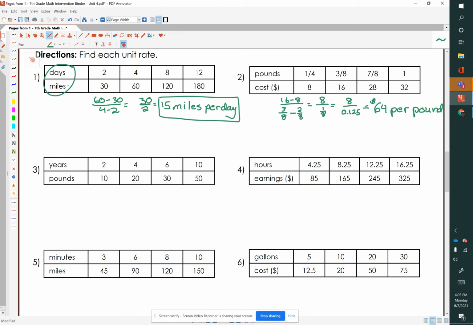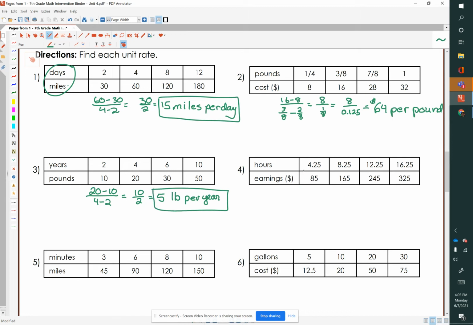Okay, number 3. We have years and pounds. I don't know if somebody's gaining or losing. It looks like they're gaining. So we'll use change in y. We'll use 20 minus 10 over 4 minus 2, which will equal 10 over 2, which equals 5, and that would be 5 pounds per year.